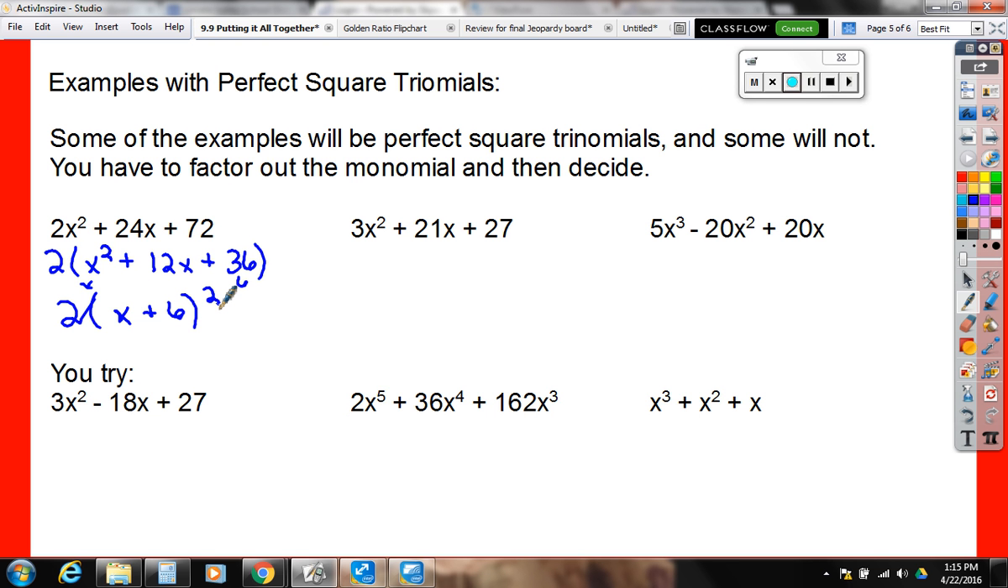Okay, Carly. Next one also does not appear to be a perfect square trinomial. What could you factor out of it? We'll look at it a little closer. What could we factor out of this one? 3. Okay, what will we be left with? x squared plus 7x plus 9. Good. Now, is this a perfect square trinomial? No? Why not?